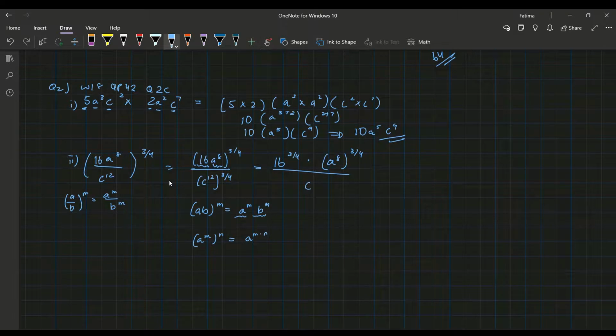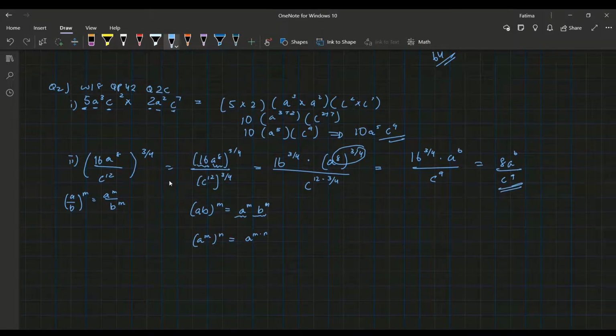So it would be c to the power 12 times 3/4. I'd be applying the exact same rule over here as well. So that's 16^(3/4) times a^(8×3/4). So 8 times 3/4 is 6, upon c to the power 12 times 3/4, which is 9. And 16^(3/4) can be simplified to 8 when you type it on your calculator. So it'd be 8a^6 upon c^9.